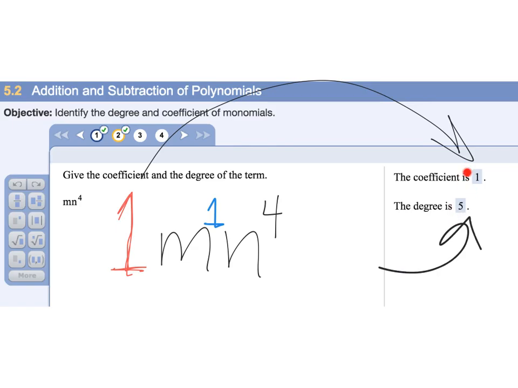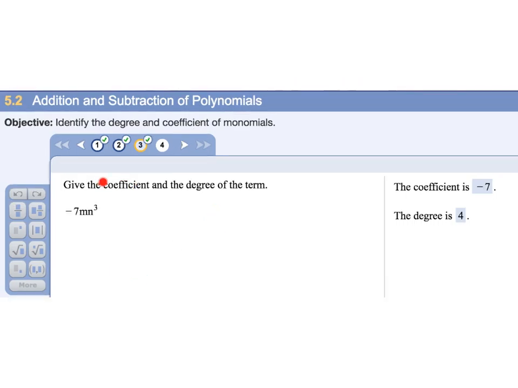Ultimately, this stuff is not particularly of long-term importance, especially in Math 209. So don't stress out over the vocabulary. Just write it down in your notes so that you can have it at your disposal when you take the final exam. So here, give the coefficient and the degree of this term.